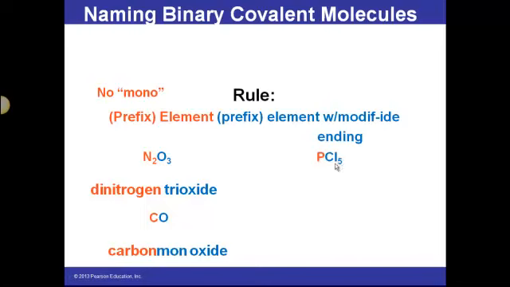How about PCl5? So we know this is phosphorus. So that's going to be our first name. There's only one, so we don't need to use mono in this case. Just phosphorus will suffice. Now we need to change chlorine to the "ide" ending. So we've got chloride. And what is our prefix for 5? Hopefully you said penta. So now we need pentachloride. So this would be phosphorus pentachloride.